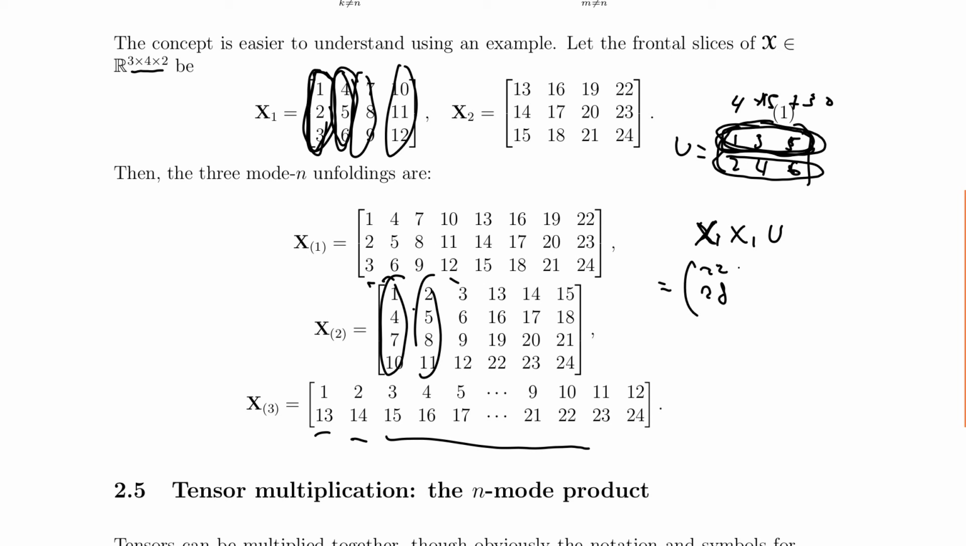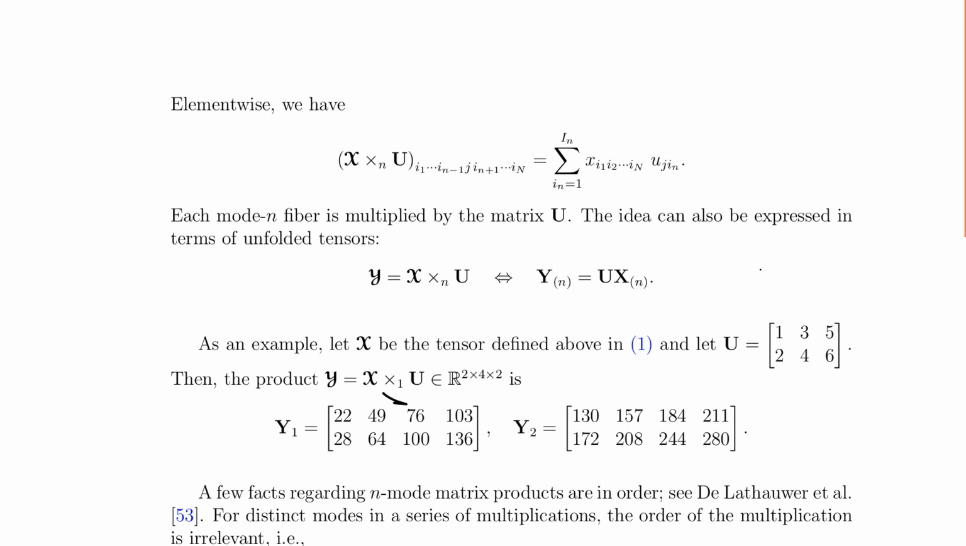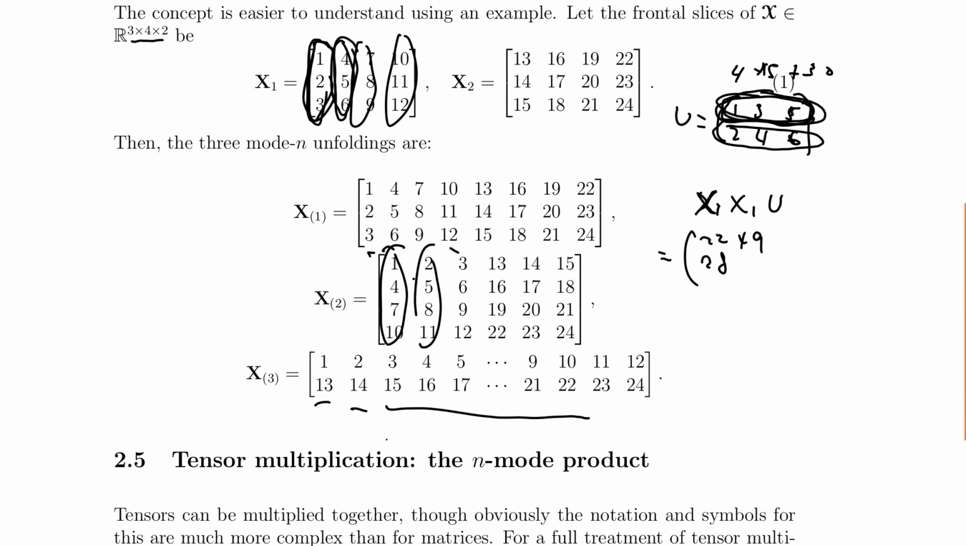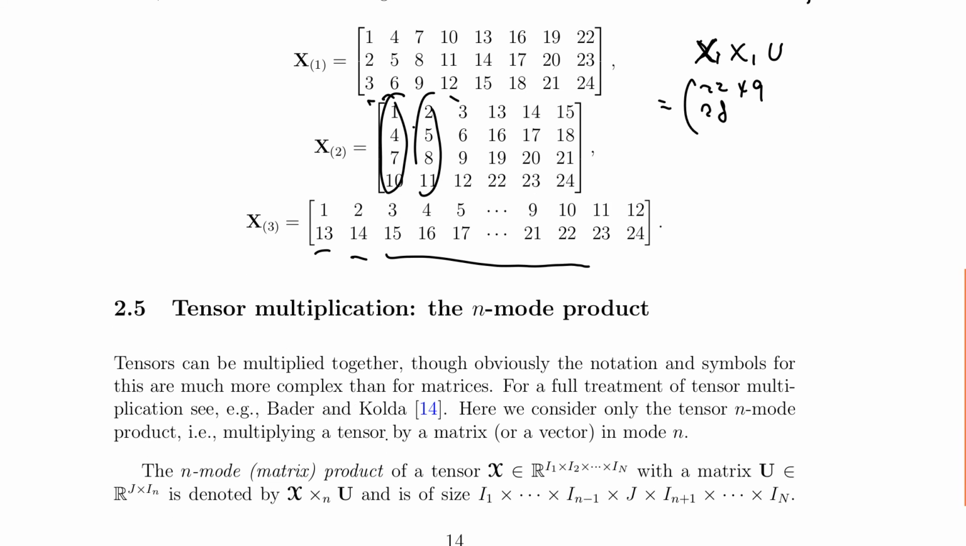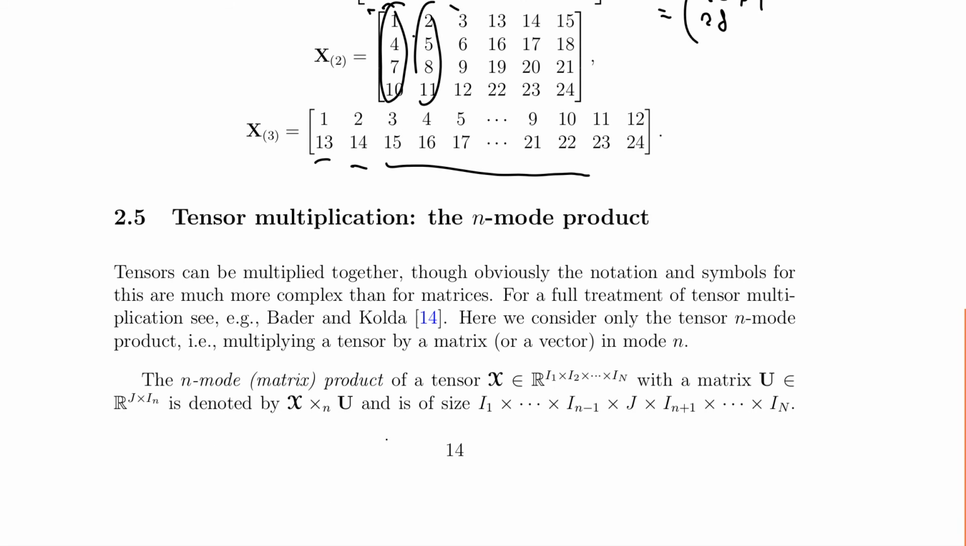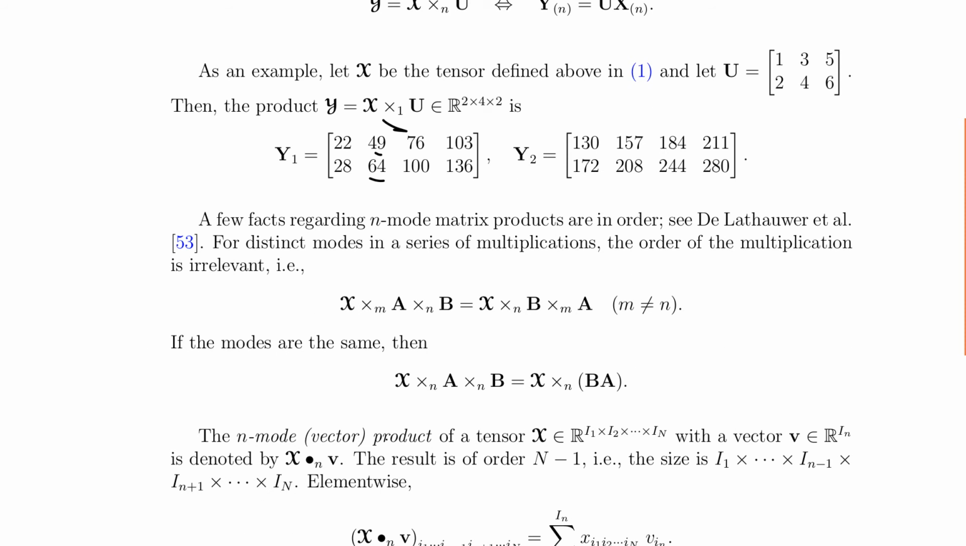So it will be like 49, something like, yeah. So just like that. It's actually pretty simple. So this is the mode-m product or mode-m multiplication. Well, there's also one more.